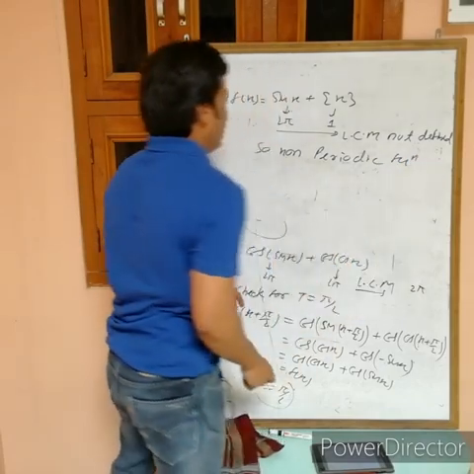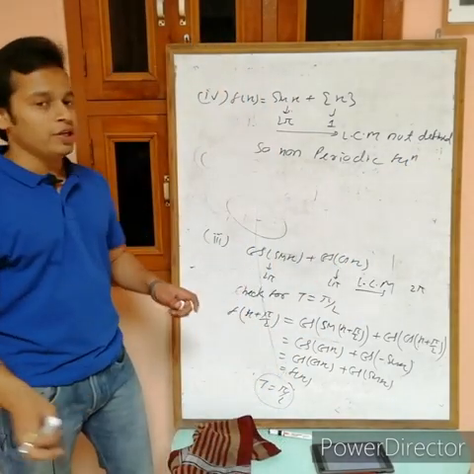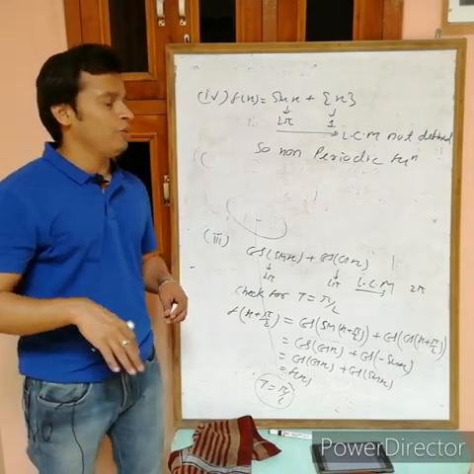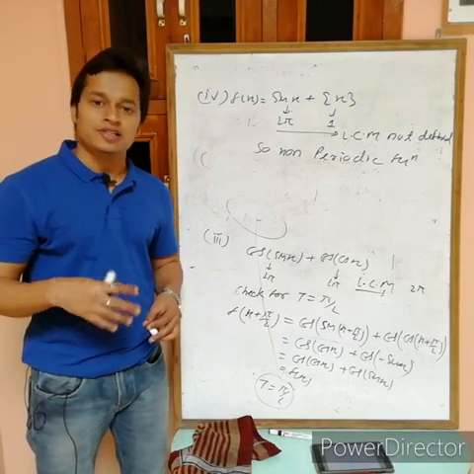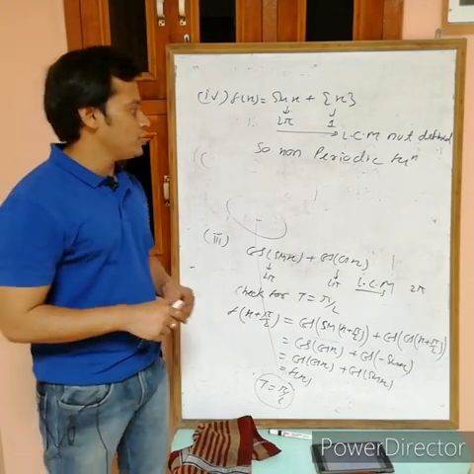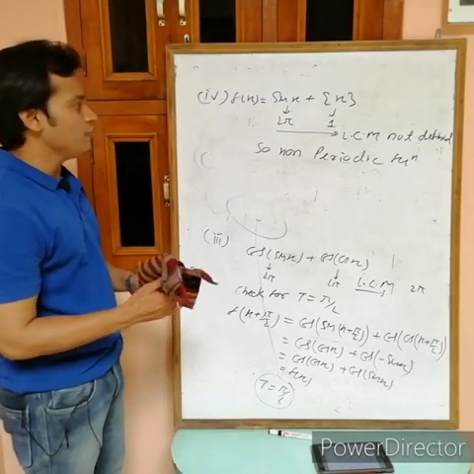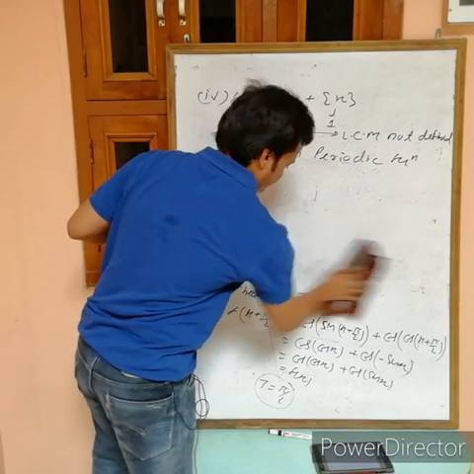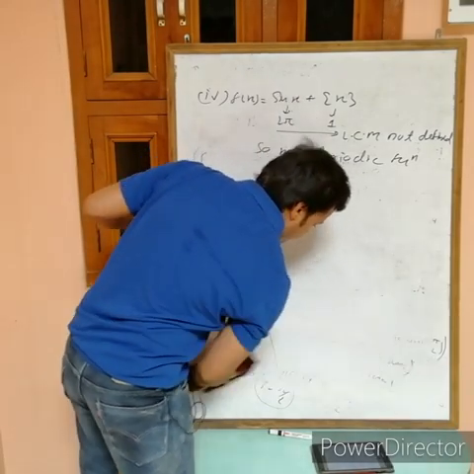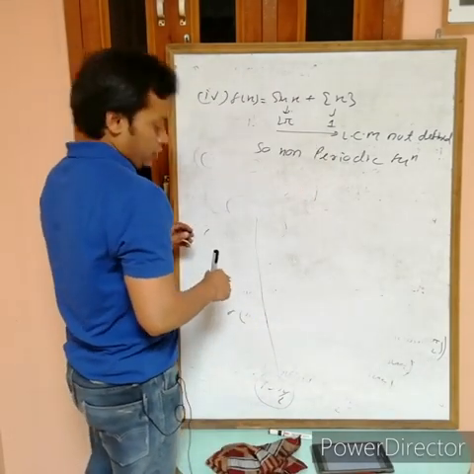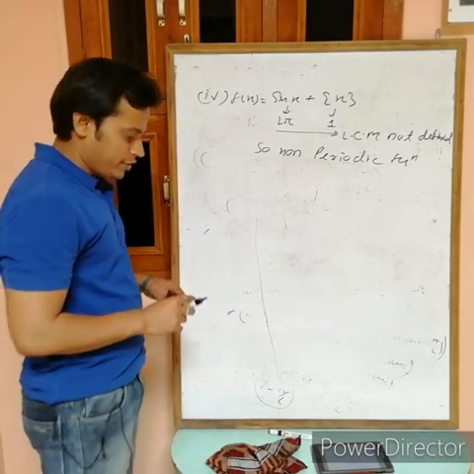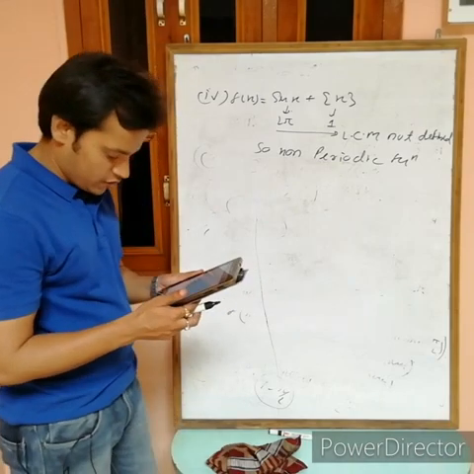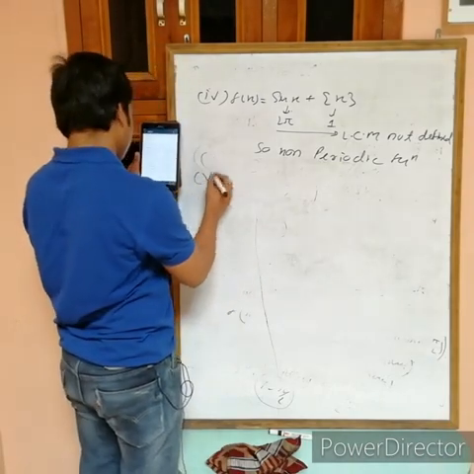If f(x) and g(x) both are periodic, then f(x) plus g(x), f(x) minus g(x), f(x) into g(x) will be periodic only if the LCM exists for the periods of these functions. It means both are of the same type. Next we will take inverse of the function in the next lecture. One minute, I also have another question.